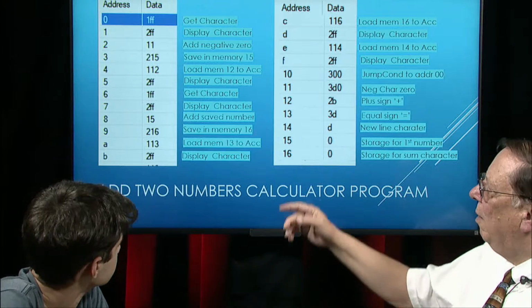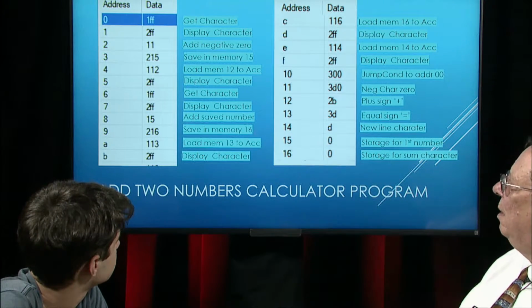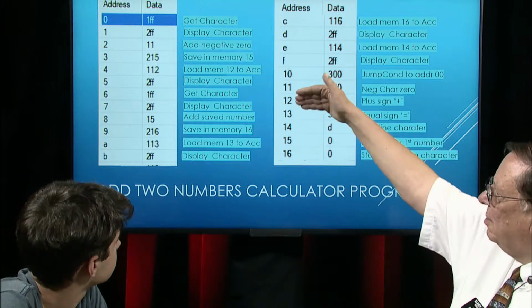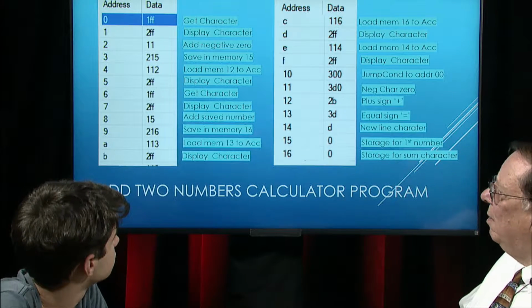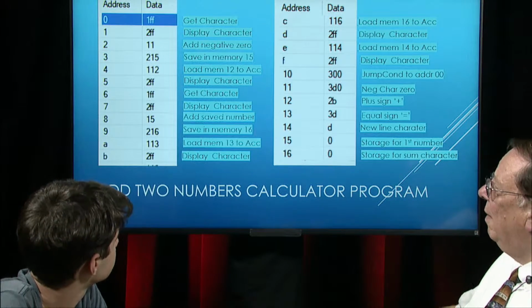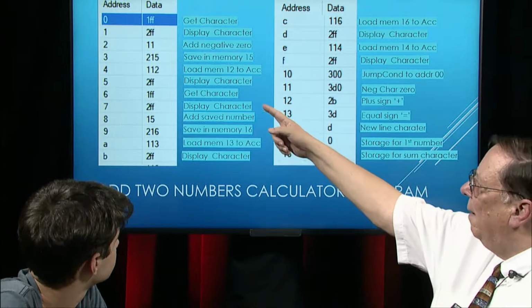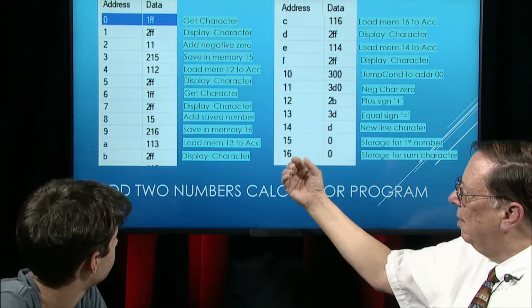Now we load memory 12 into the accumulator. This is a 2B. Turns out a 2B is a plus sign, so we're going to load a plus sign into the accumulator. We'll display the accumulator value, the plus sign. Then we're going to get our next character. That's a 1FF. 2FF, display that character.